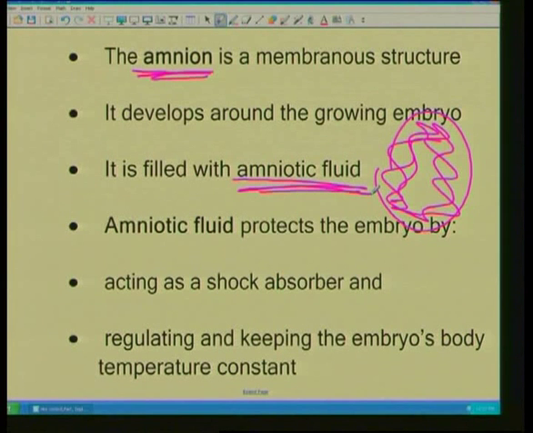The fluid protects the baby how? And you've got to know this. These two you must know. By acting as a shock absorber. So if a pregnant lady was to fall on her stomach, she's got to fall on her stomach very, very hard to damage that little baby or that embryo. Okay, because that fluid is there to protect that little thing.